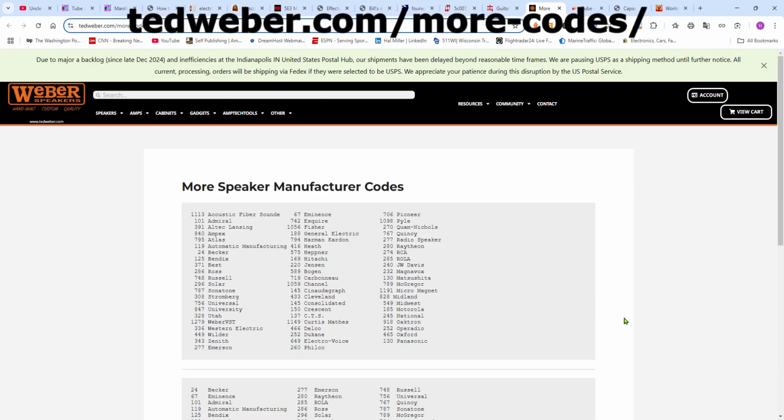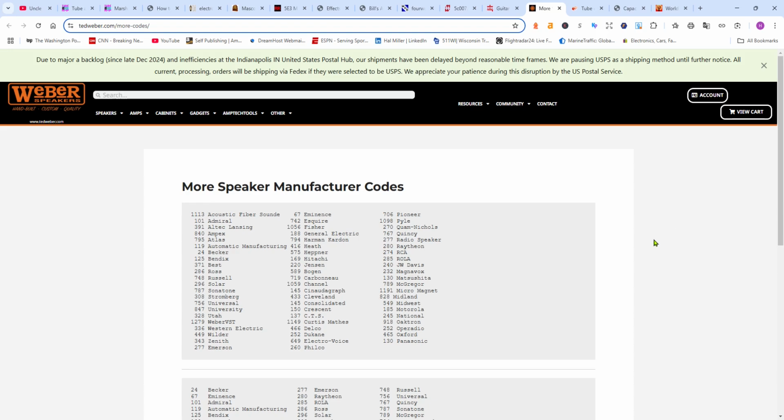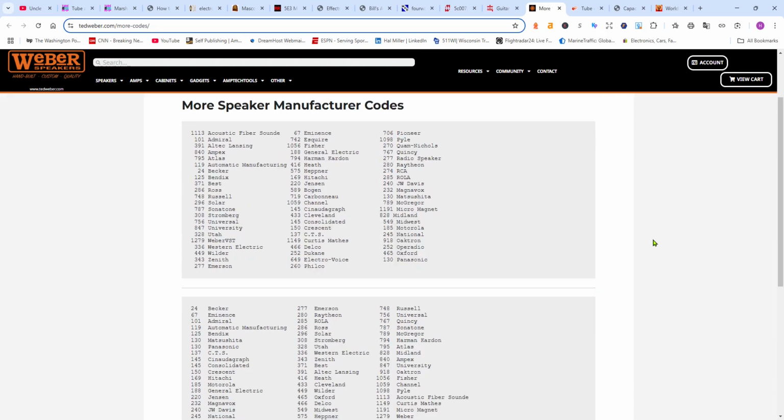Every so often we run across speakers and other components that we want to know a little bit more about. Weber Speakers has had this speaker manufacturer code list forever, and this is one of those I keep a bookmark of. Anytime I get speakers, I want to know who made them. Usually the code's on there, and I can find out.